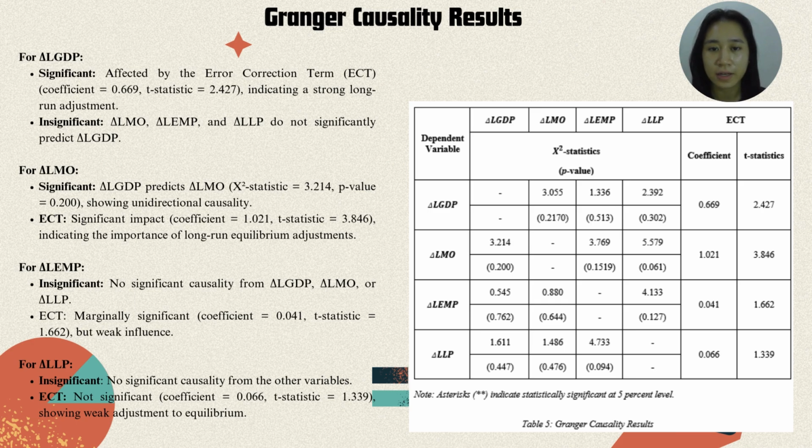So we can see that changes in LGDP and changes in LMO have a bidirectional relationship in the short run, meaning that both variables influence each other. The ECT plays a significant role in explaining the short-run dynamics of LGDP and LMO, but has a weaker influence on LEMP and LLP, indicating less adjustment in these variables to the long-run equilibrium.